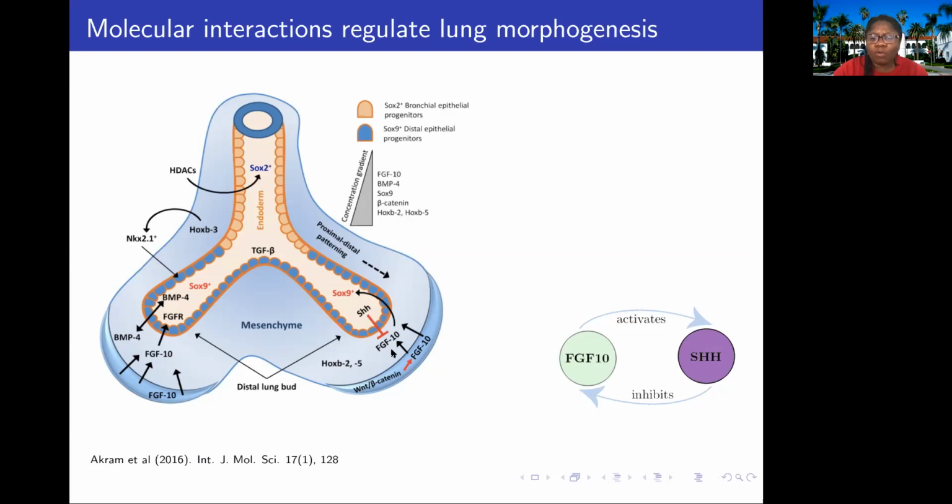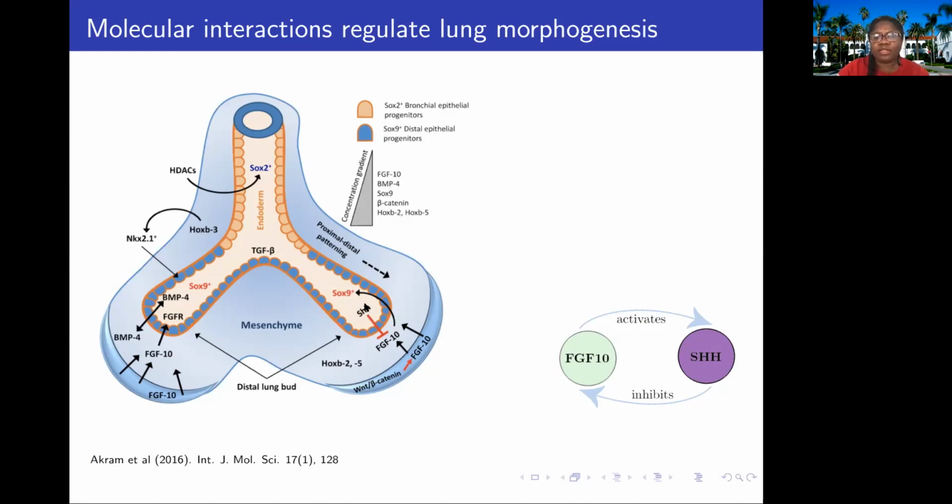Now, why am I mentioning that? There's an experiment that was done in the mouse, and they occluded the trachea of a mouse that does not express fibroblast growth factor, and the mouse did not branch. So that implies that fibroblast growth factor is very important for lung branching, and lungs that do not express fibroblast growth factor do not branch.